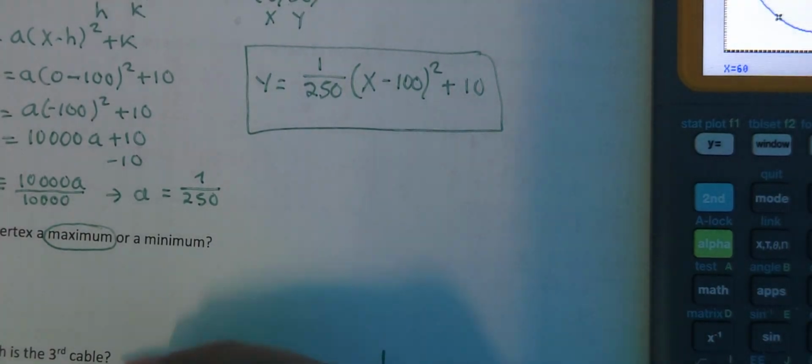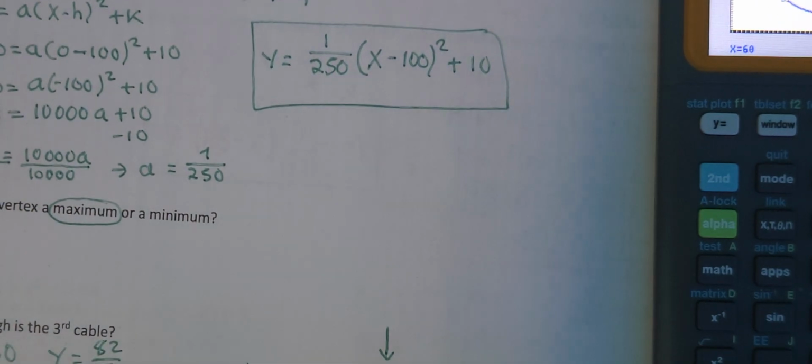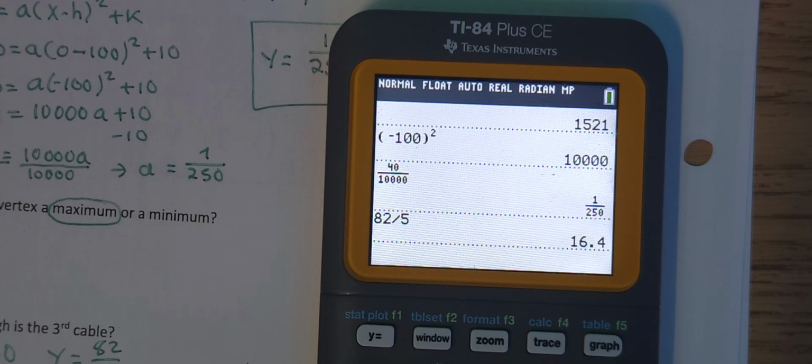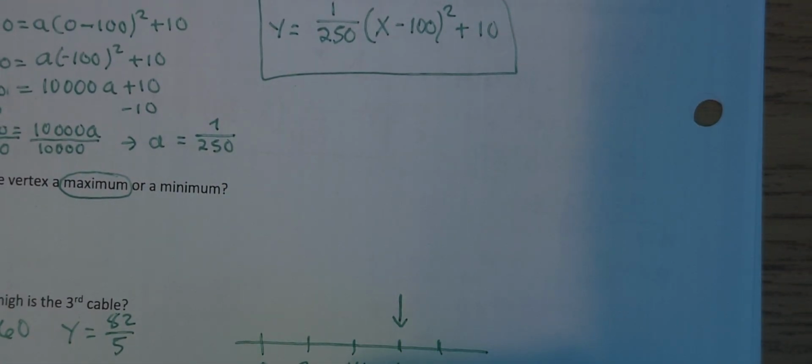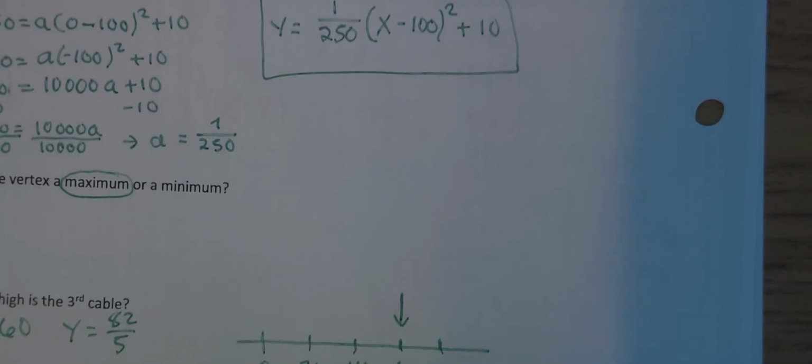Okay, so I know this is 82 over 5, but the question is how many feet is this? So I'm just going to do 82 divided by 5, and it gives me 16.4. So the answer is 16.4 feet. Okay, that's how high the cable is.